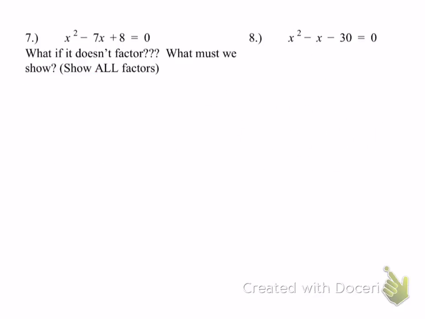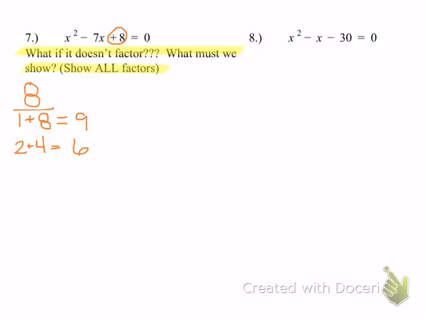All right, now let's go to number 7. And this one kind of has a little question for it. What happens if it doesn't factor? What you have to do is show me all the factors to prove that it doesn't factor at all. So if we look at number 7, we know that we're finding factors of 8. Well, numbers that multiply to 8, we got 1 and 8, we've got 2 and 4. Okay, that's pretty much it. We've got them where they're both positive, and we know that 1 plus 8 gives me 9, and 4 plus 2 gives me 6.